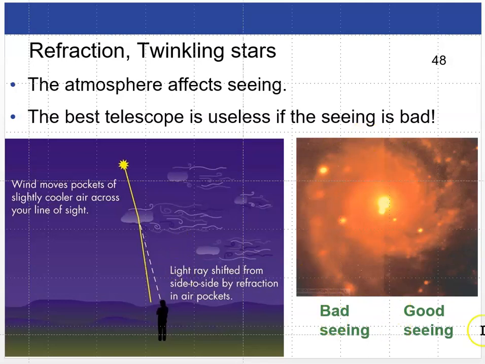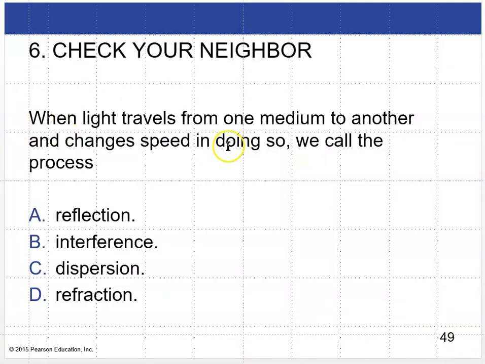Here's a picture of this. This is the same object. It's a galaxy. This is when the twinkle is bad. It's called bad seeing. Stars are twinkling. There's a lot of these pockets of air moving past. It usually occurs right after a cold front or a warm front has moved through. You end up with this furry, blurry image here. Here's a night when the stars weren't twinkling so much. It's a lot better.